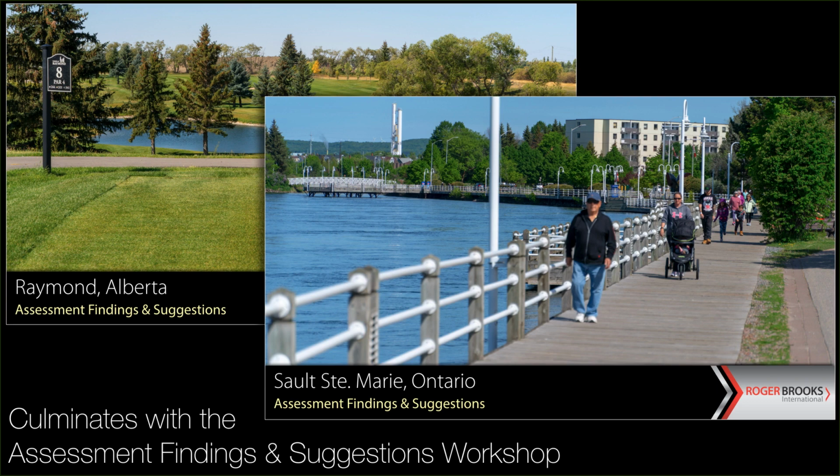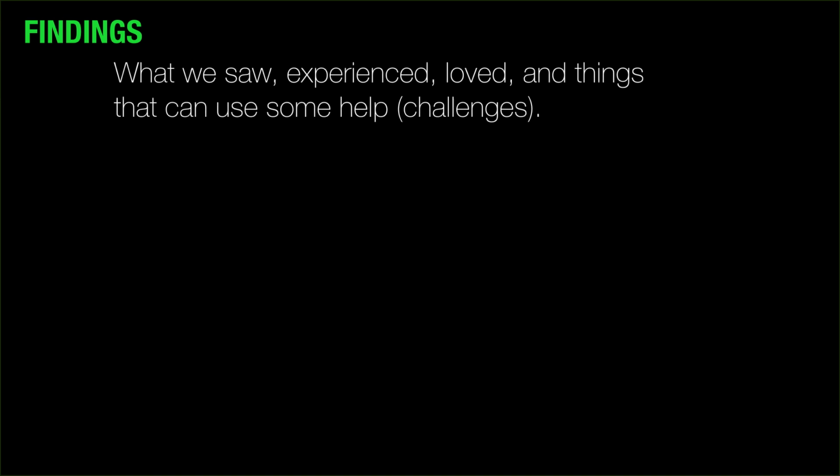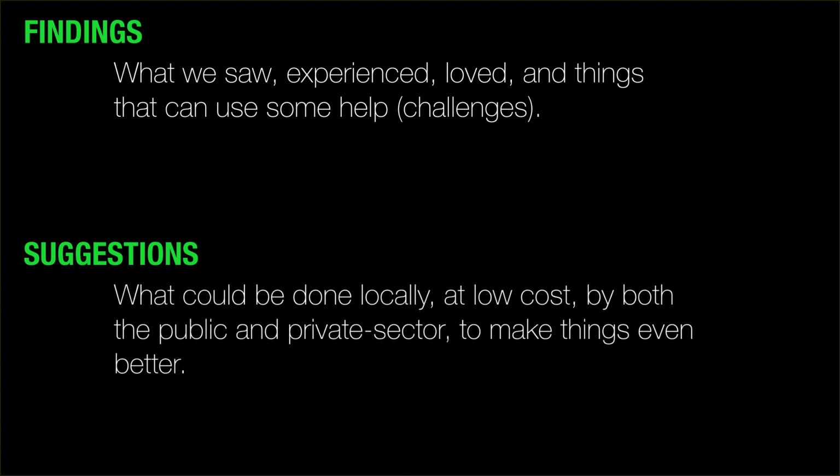So let me explain this whole findings and suggestions thing. First of all, the findings are what we saw, what we experienced, what we loved about the area, and some things that we saw that might be challenges where you could use some help. And then for every one of those areas where you could use some help, we offer some suggestions. What could be done locally, relatively low cost for the most part, by both the public sector and the private sector to make things even better. And for every one of those, we show photographic examples.